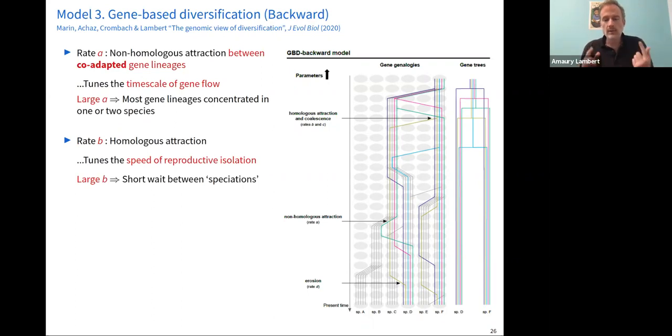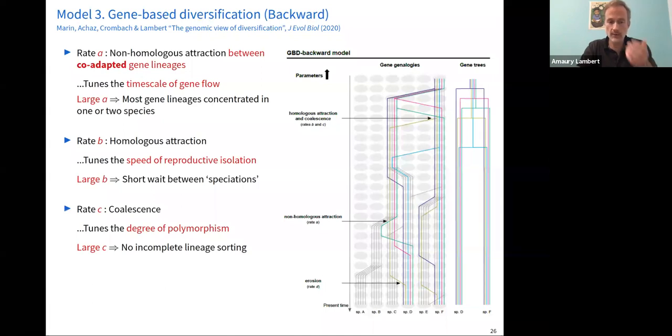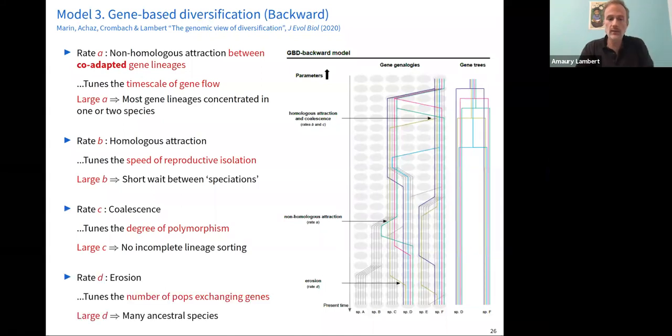At rate B, we will see homologous attraction, meaning genes of the same color, homologous genes, that are attracted together, which in a way drives the coalescence between species. And so this tunes the speed of reproductive isolation, because when B is large, we will have a short wait between speciations. Rate C is for coalescence, it's a dual to gamma. And rate D is erosion, allowing, as in the Kingman coalescent with erosion, some gene lineages to leave their block and make their life alone as a singleton. And this tunes the number of populations exchanging genes, because when D is large, we will see many ancestral species.